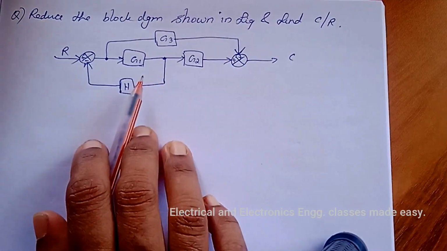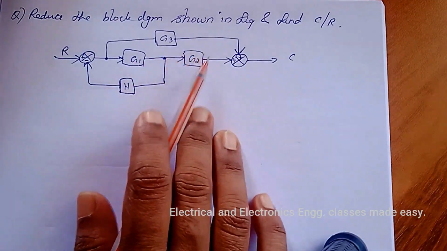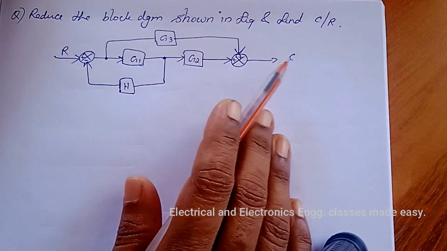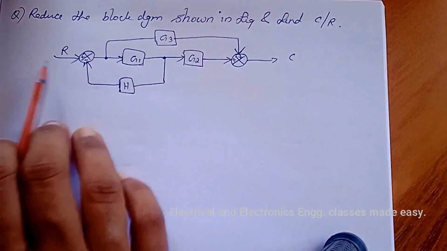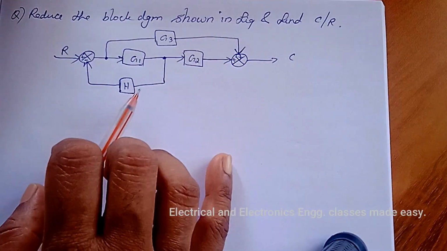Let us do a problem. Reduce the block diagram shown in the figure and find C by R. So this is the block diagram given.